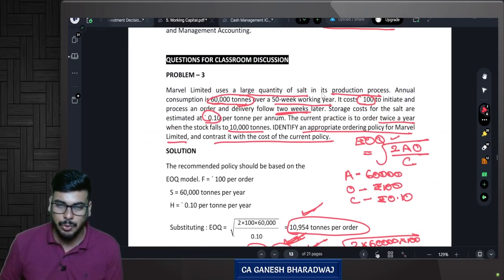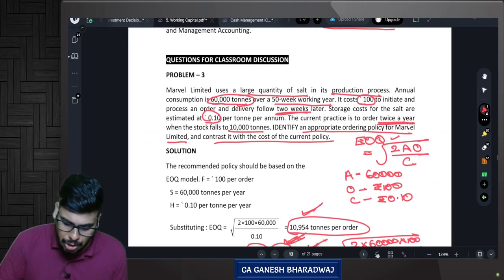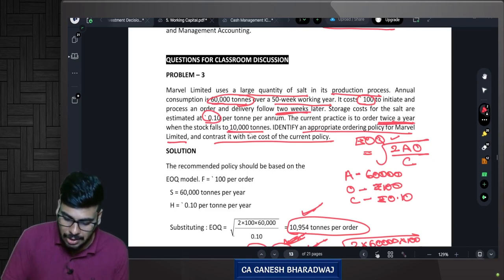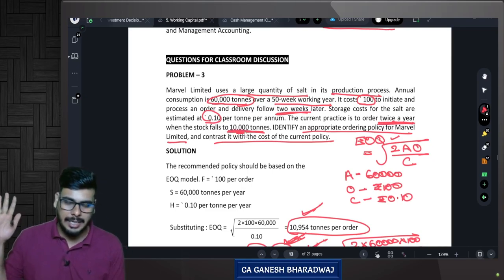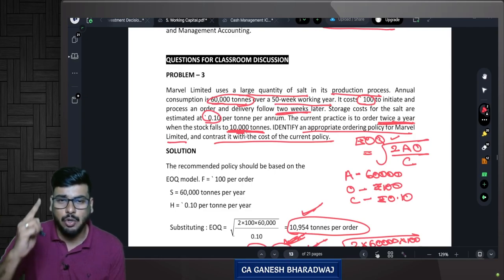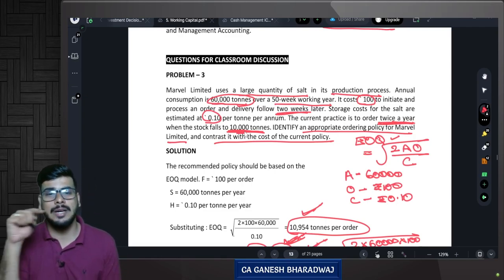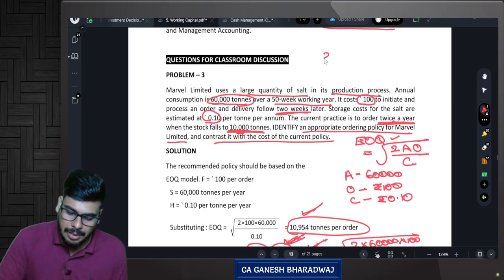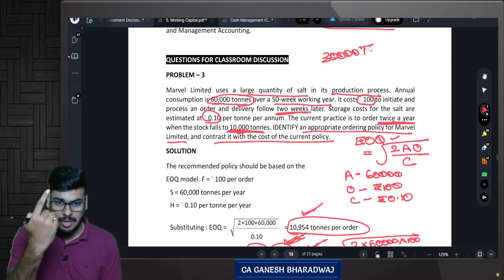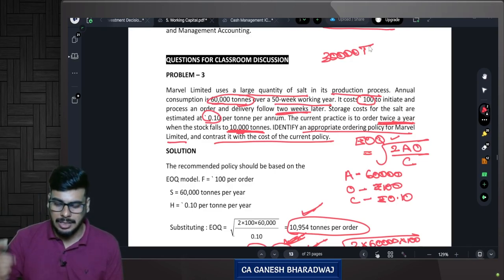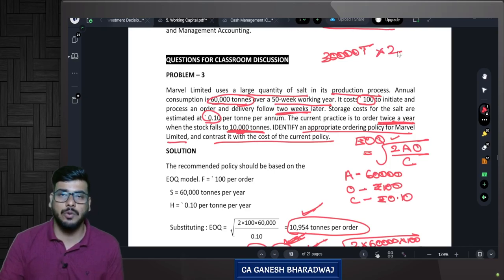Currently, the company is only ordering twice a year, and that too when the stock balance falls to 10,000 tons. Which means in a year they place an order only two times. So every time they place an order, they place an order for how many tons? 30,000 tons, yes or no? So in one order, that is 30,000 tons. And like that, in a year, they are ordering twice, correct?